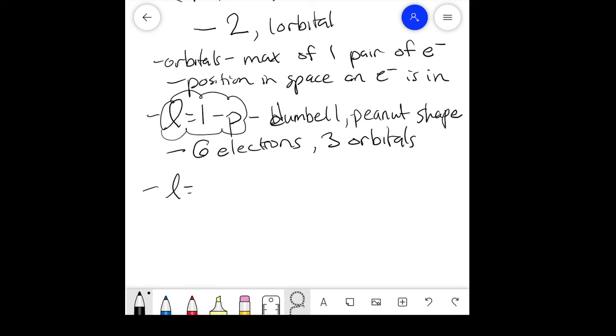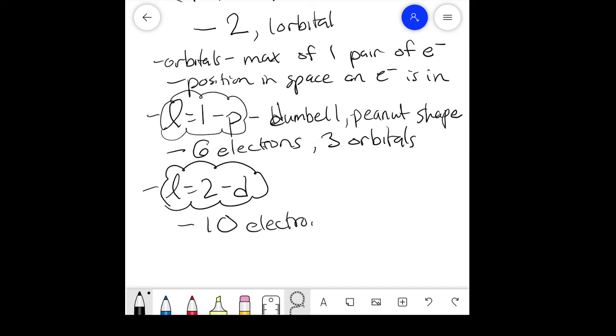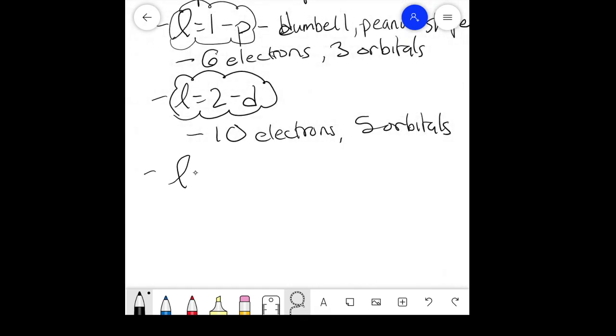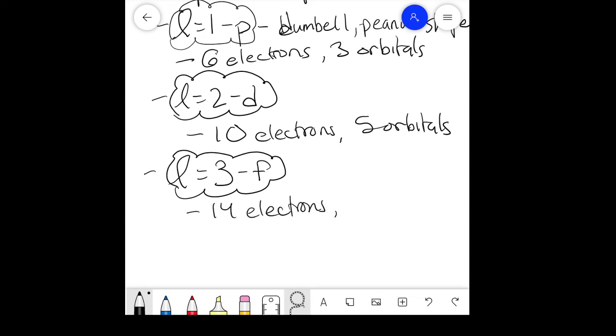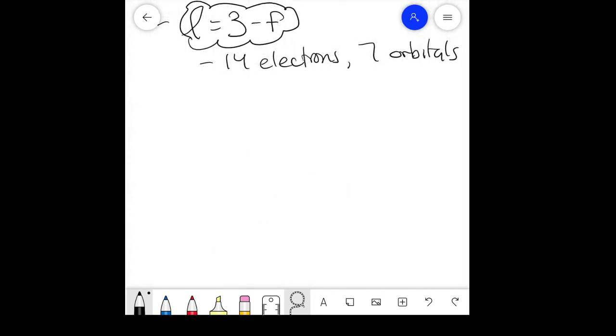So then we have L equals 2, which is our D sublevel, which has a max of 10 electrons because it has 5 orbitals. And then our last one is L equals 3, which is our F sublevel. And that has a max of 14 electrons because it has 7 orbitals. So those are the subsidiary or sublevel quantum numbers.